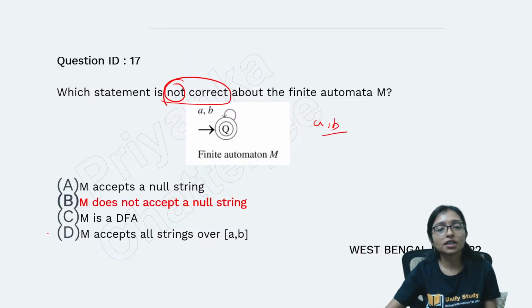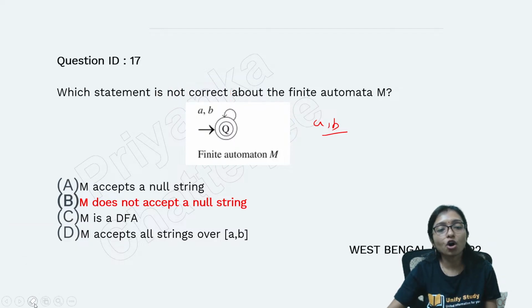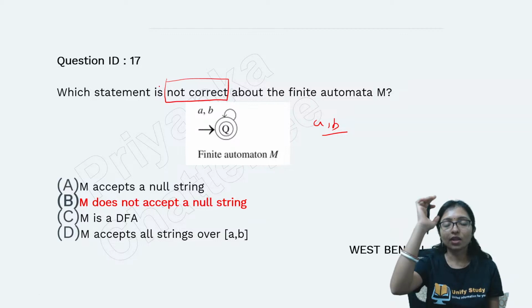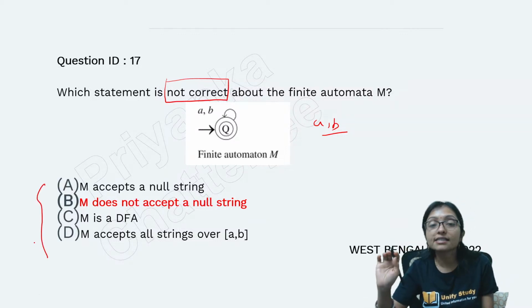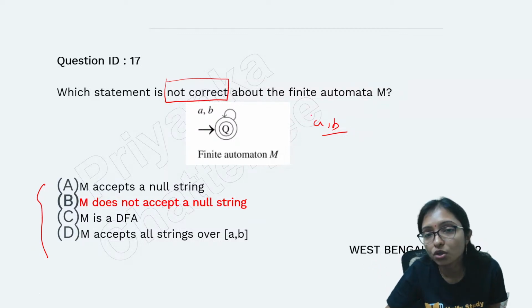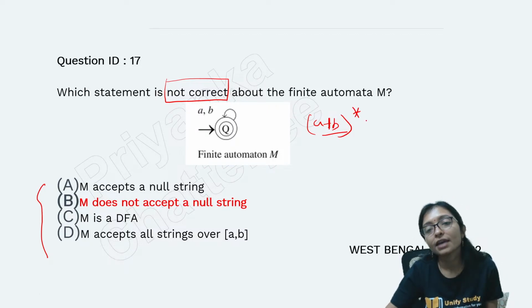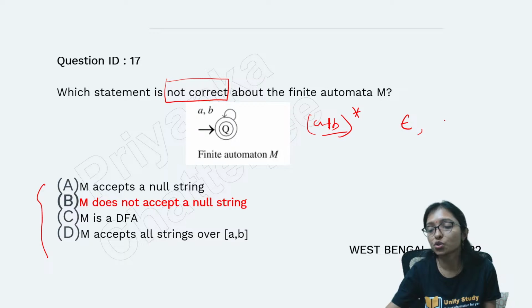In the question, it is given which one is not correct. But automatically your mind is always telling you to find which one is correct, and that's why you are trying to find the correct answer. That is the problem. Here it is accepting (AB)*. (AB)* means it is accepting epsilon also. Right?